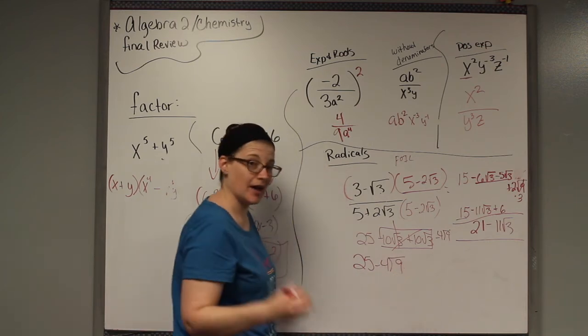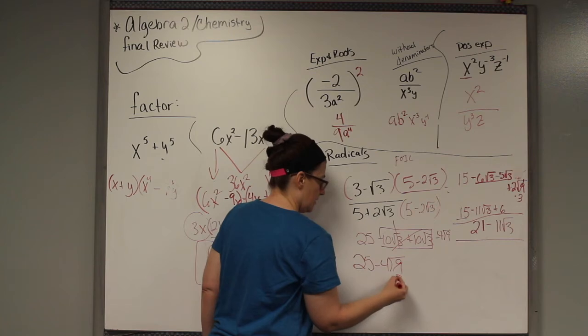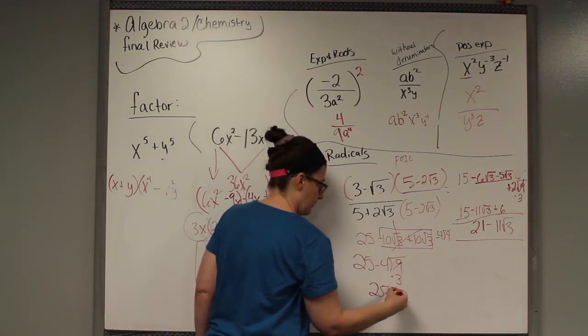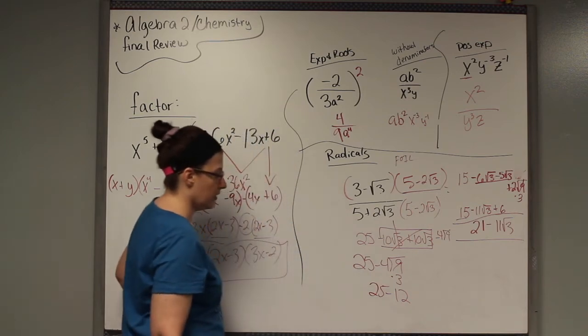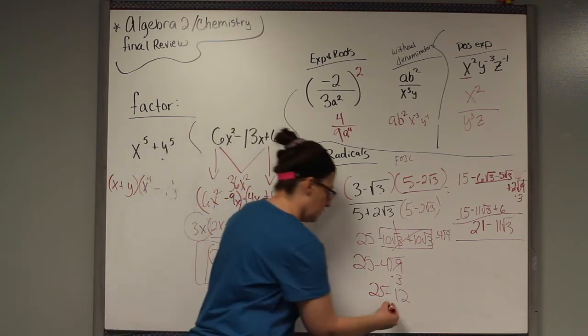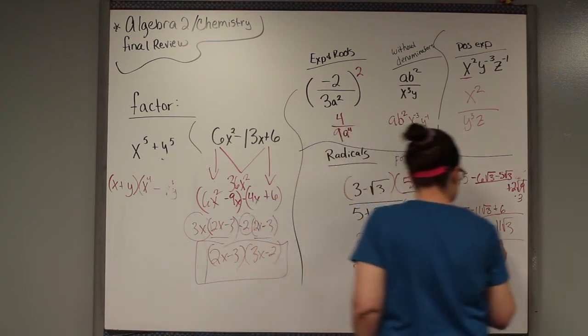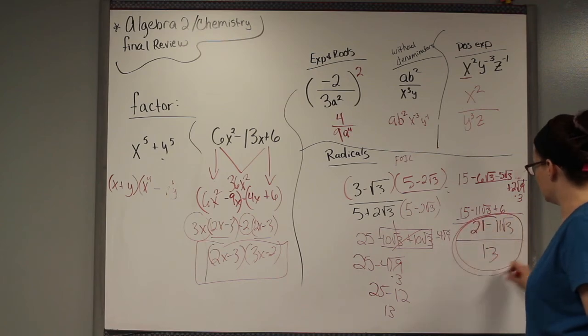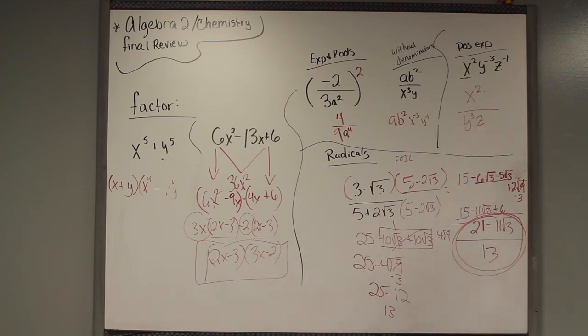Well, the square root of 9 is 3. 3 times 4 is 12, so I really have 25 minus 12, which is what, 13? So my answer is actually this. As long as that's not in a radical, you're good to go.